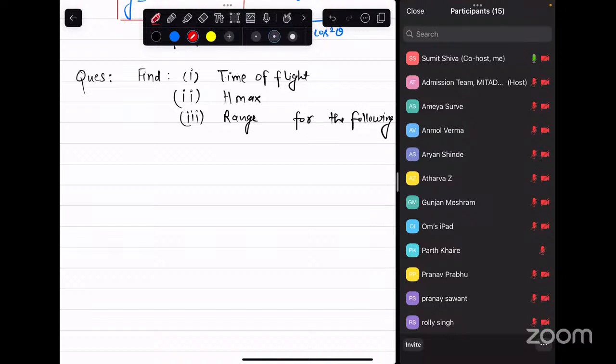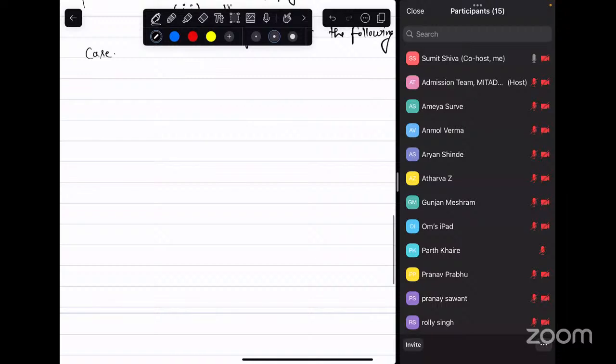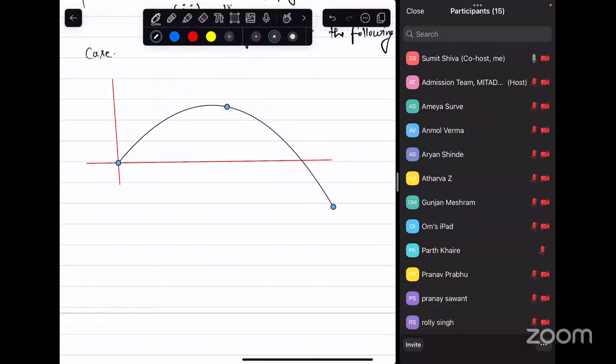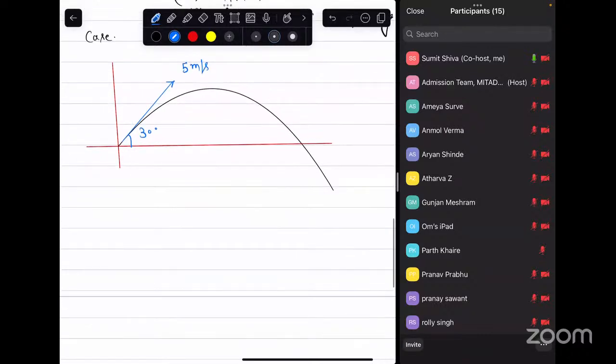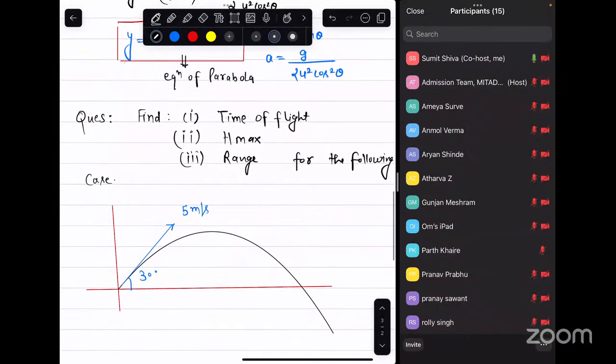For the following case, the condition is an object is projected at an angle of 30 degree with a speed, let's say 5 meter per second. You have to find all the parameters of a projectile motion: time of flight, H max, and range.